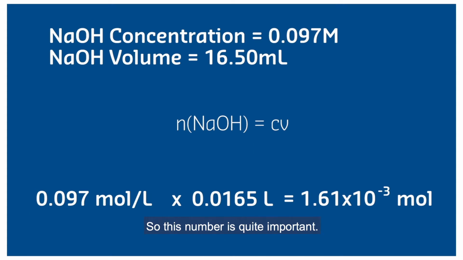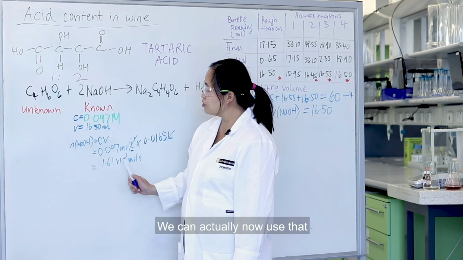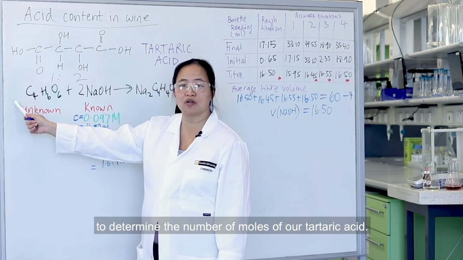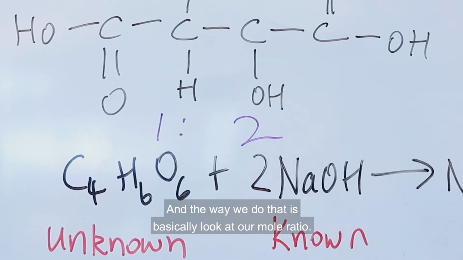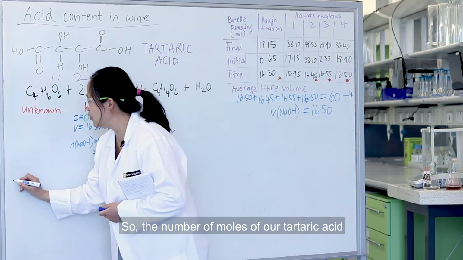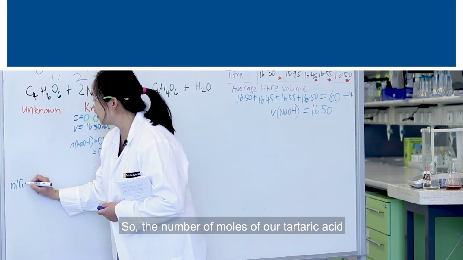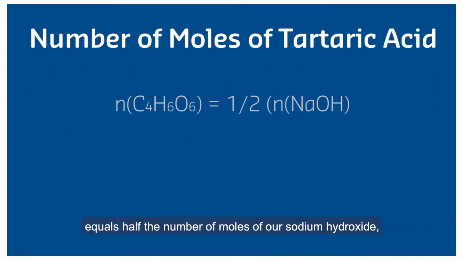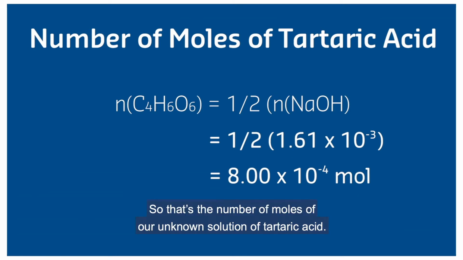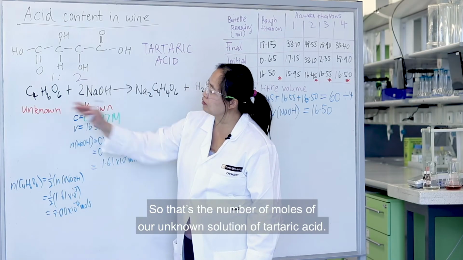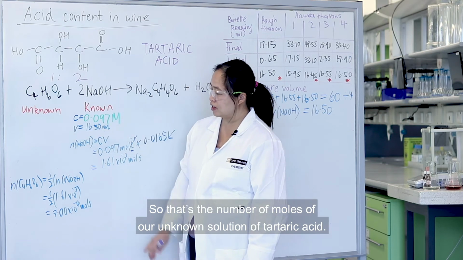This number is quite important. We can now use it to determine the number of moles of our tartaric acid, and the way we do that is by looking at our mole ratio. The number of moles of tartaric acid equals half the number of moles of sodium hydroxide, which equals 8.00 times 10⁻⁴ moles. So that's the number of moles of our unknown solution of tartaric acid.